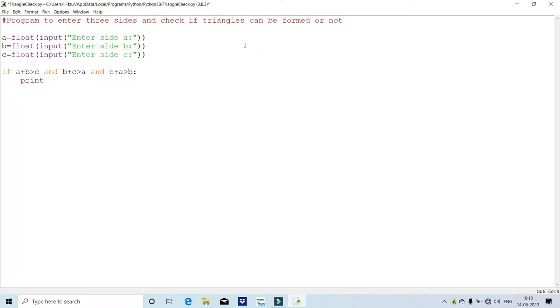So, printing, if the condition is true, that triangle can be formed. Similarly, if that is not the case, then triangle won't be formed. So prompting the user that triangle is not formed, saving it and running it.